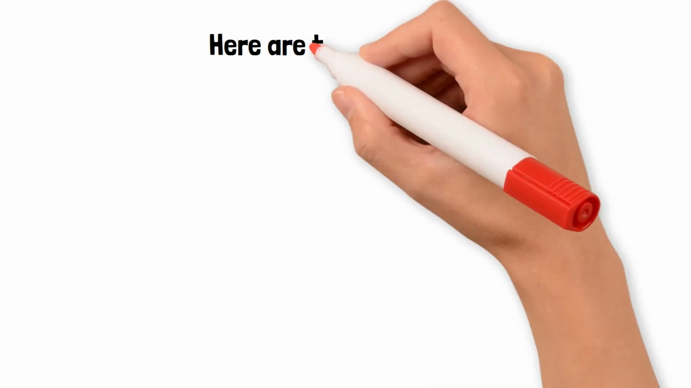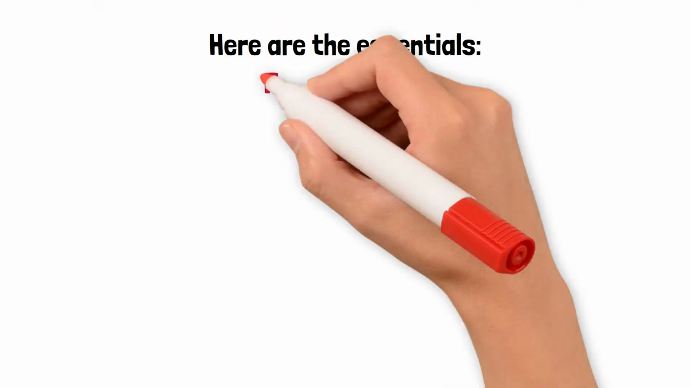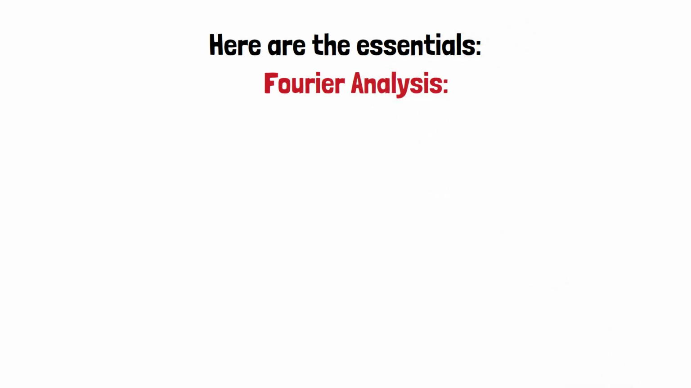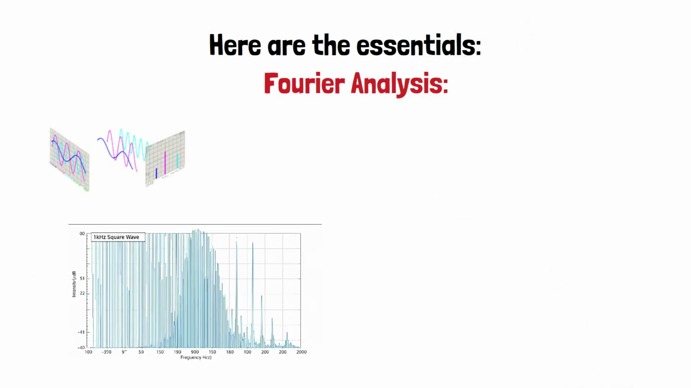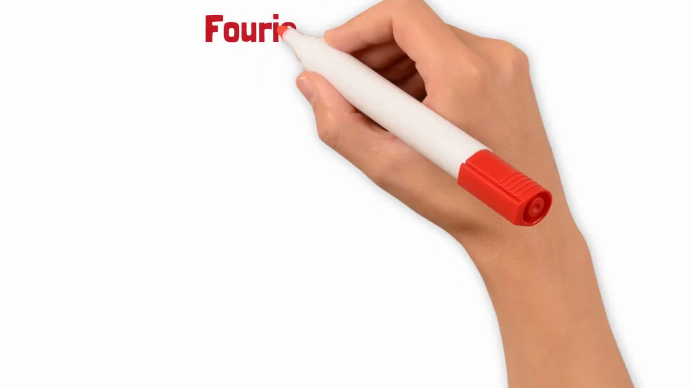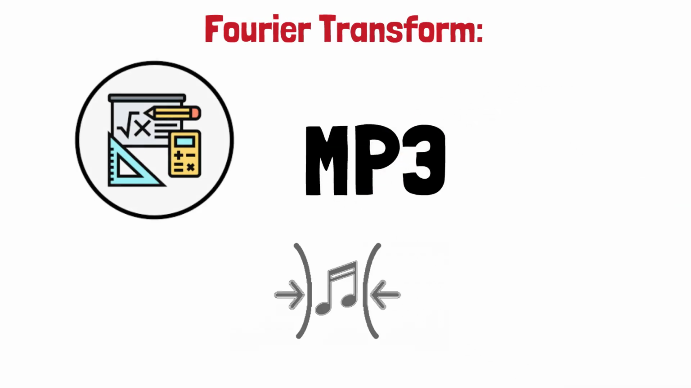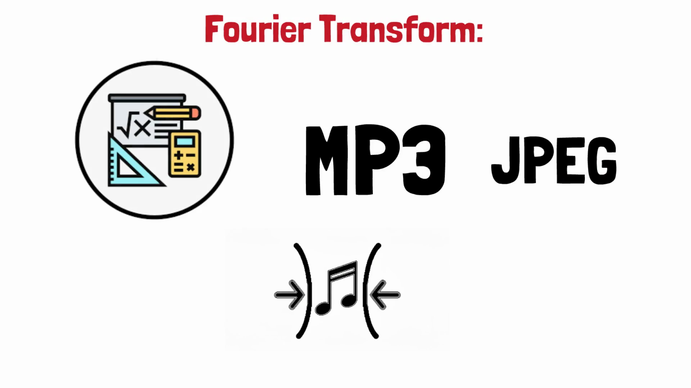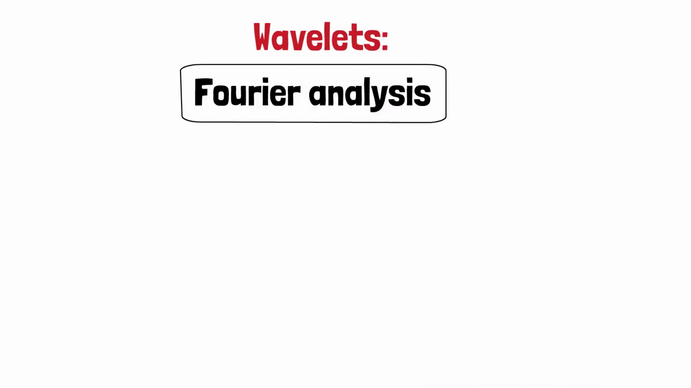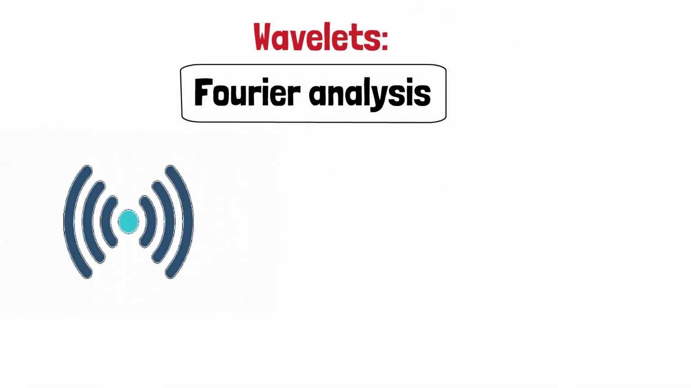Here are the essentials. Fourier analysis. It transforms a signal from the time domain into the frequency domain. A sound wave becomes a spectrum of pitches. An image becomes a pattern of frequencies. Fourier transform. This is the mathematical tool that performs the translation. It's what turns your MP3 into compressed audio, your JPEG into a compact image, and your Wi-Fi into a working signal.